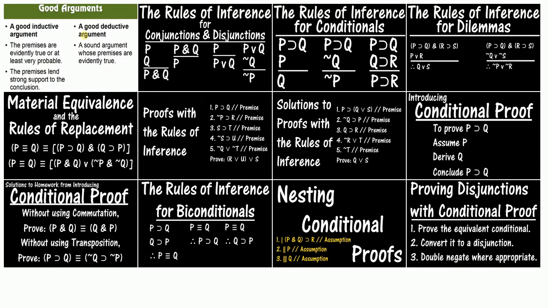This video is part of a series of videos on symbolic logic. The first video began with a general discussion of what makes an argument a good one. And one of the qualities that made a deductive argument a good one was being valid. A valid argument is one whose premises entail its conclusion.